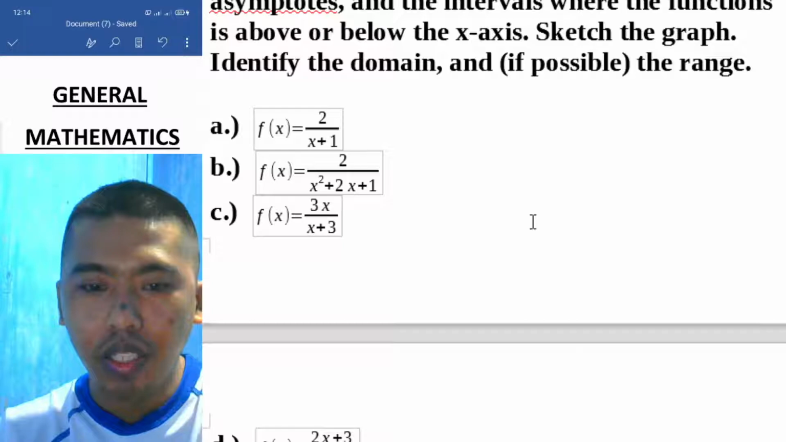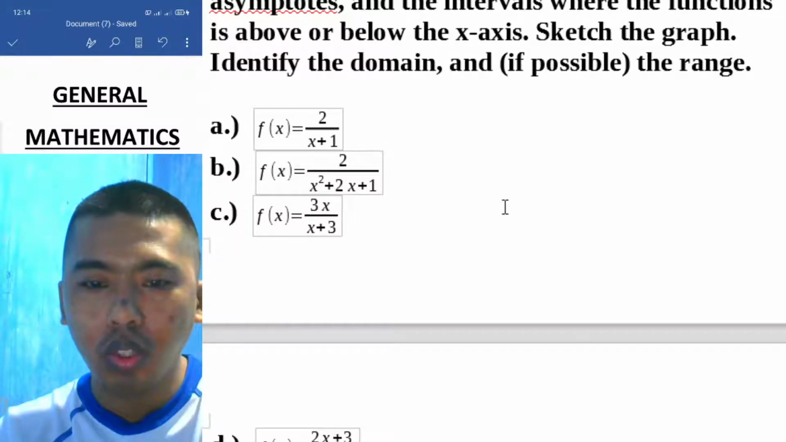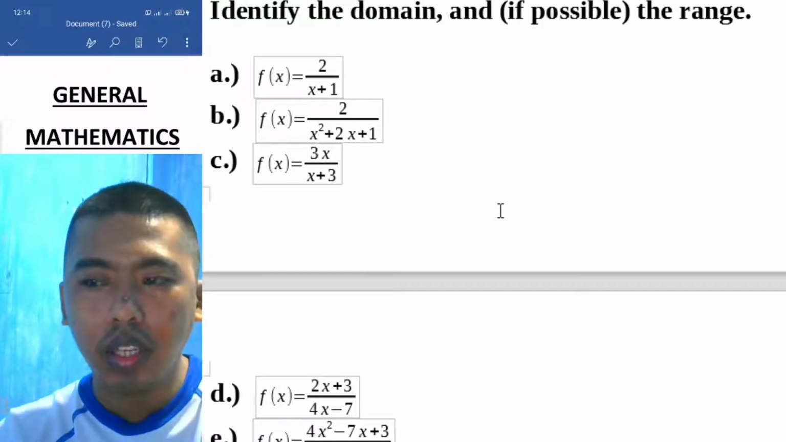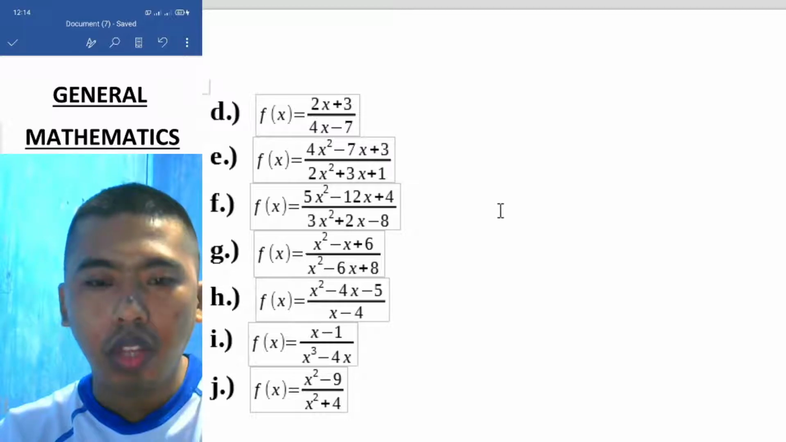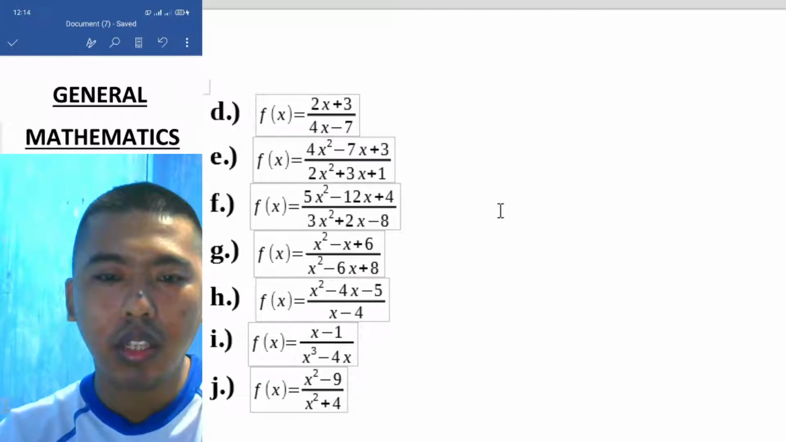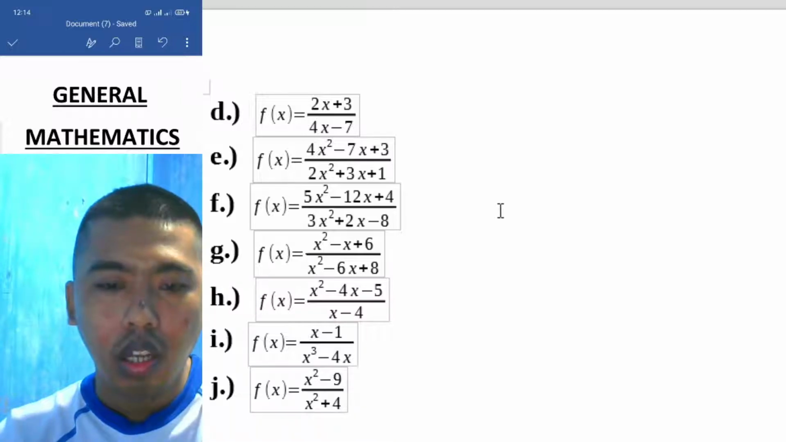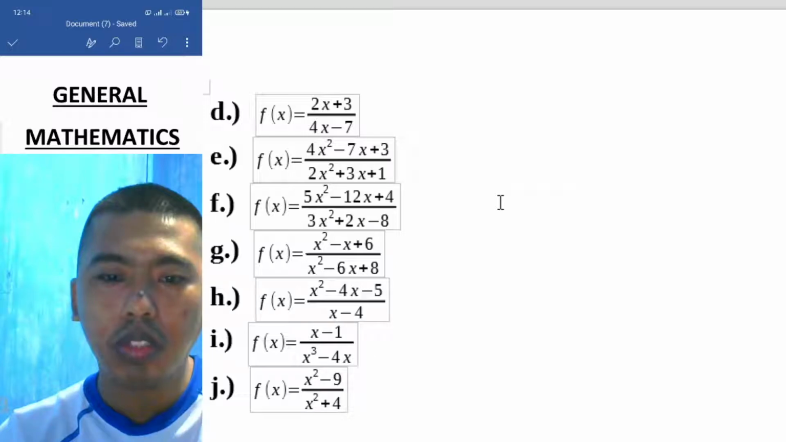Letter B, f of x equal to 2 all over x squared plus 2x plus 1. Letter C, f of x equal to 3x all over x plus 3. Letter D, f of x equal to 2x plus 3 all over 4x minus 7. Letter E, f of x equal to 4x squared minus 7x plus 3 all over 2x squared plus 3x plus 1.